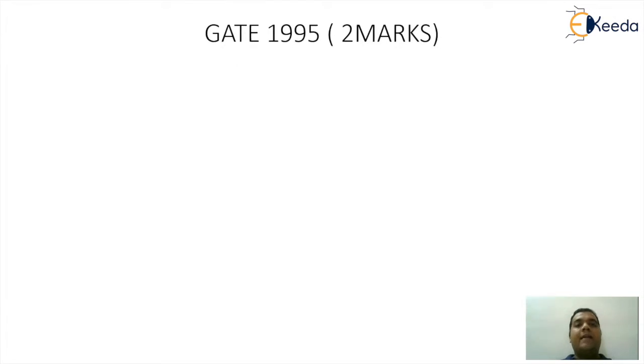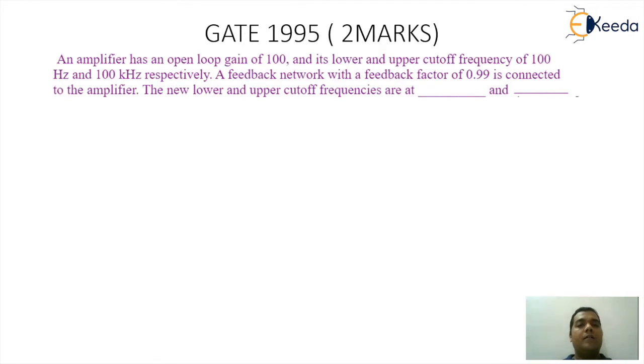Let's take the question. This question is from the GATE 1995 paper. It has come for 2 marks. Let's go for the question. An amplifier has an open loop gain of 100 and its lower and upper cutoff frequencies of 100 Hz and 100 kHz respectively. A feedback network with a feedback factor of 0.99 is connected to the amplifier. The new lower and upper cutoff frequencies are dash and dash.